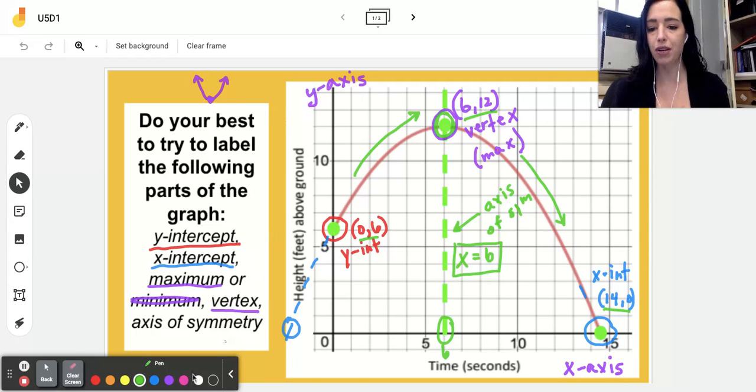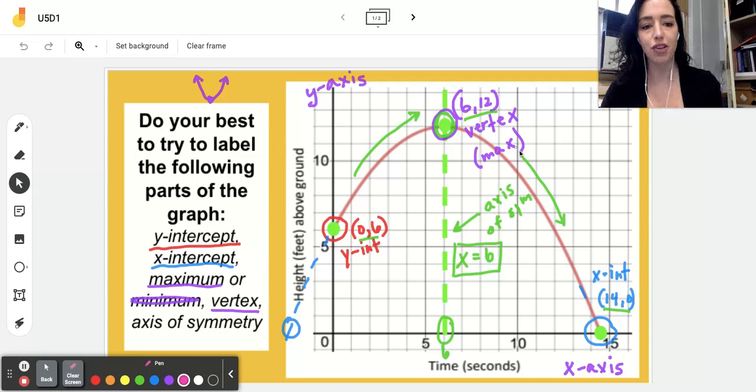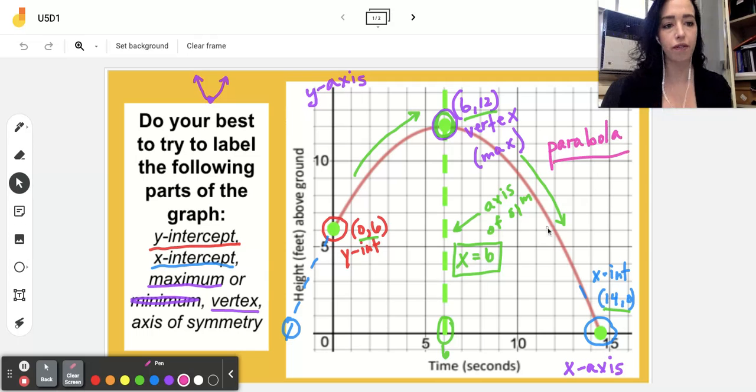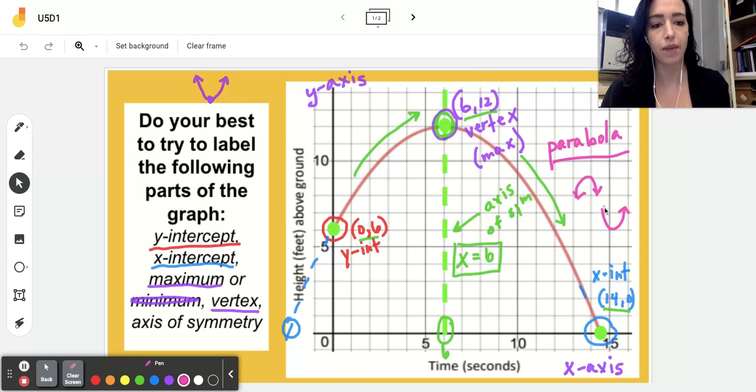Okay, last but not least, this whole thing, we've been calling it a curve this whole time. The whole thing is actually called, I'll write it right here, a parabola. Okay, so that's what we call the curve that a quadratic function makes. It can be either this way, like we have on our graph right now, or this way, like I showed you before. Okay, so those are the parts of a quadratic function.